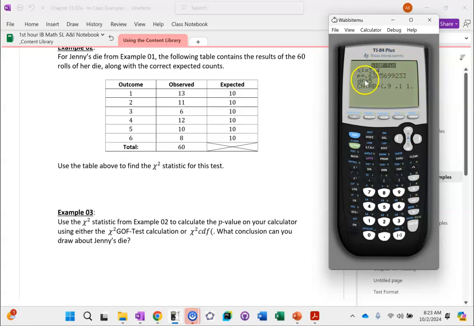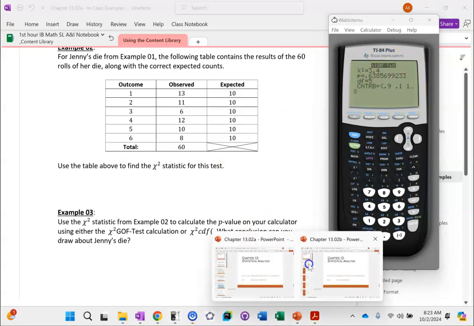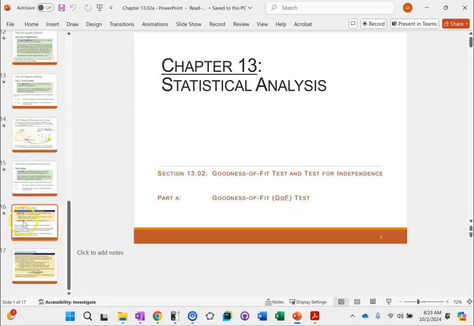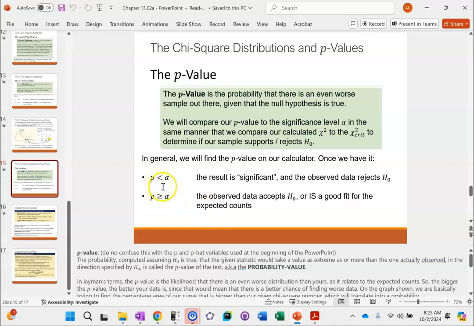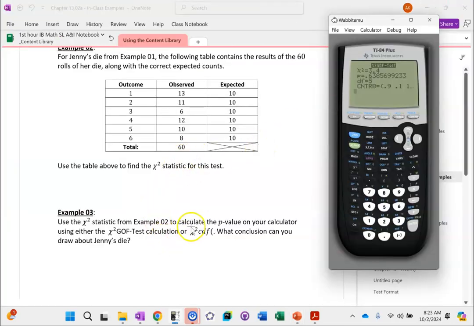What does it mean when p is greater than alpha? There it is. P greater than alpha is support for the null hypothesis, which means that our dice is fair, right? It's not weighted to one side. Does that feel okay?